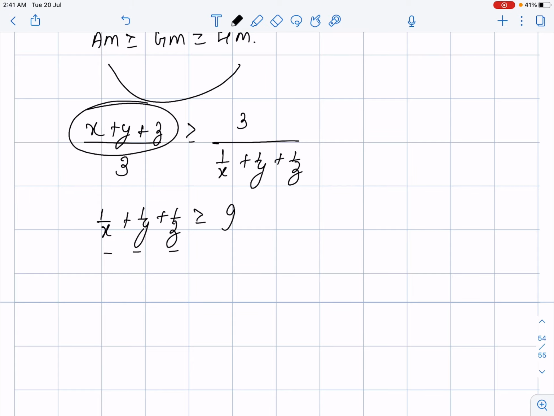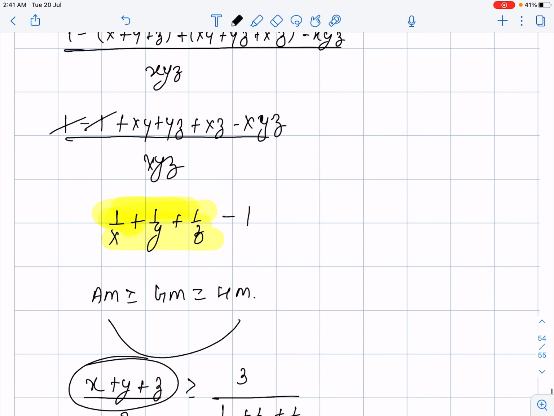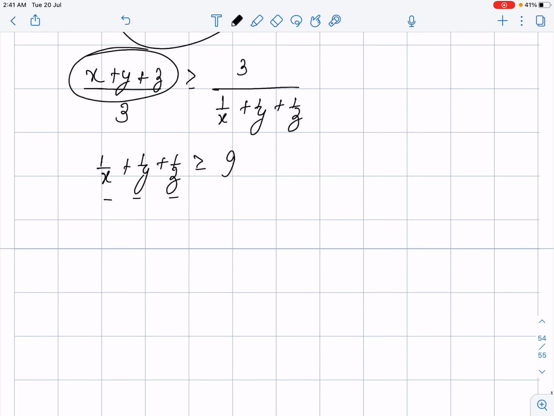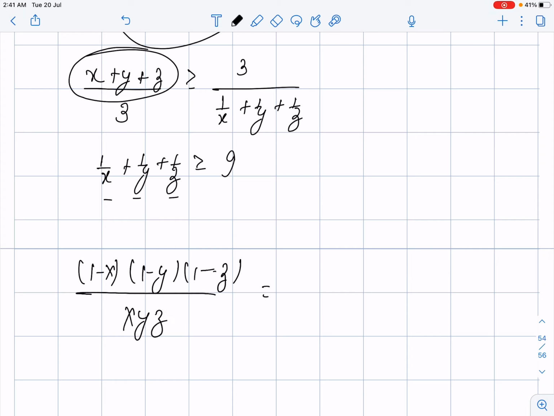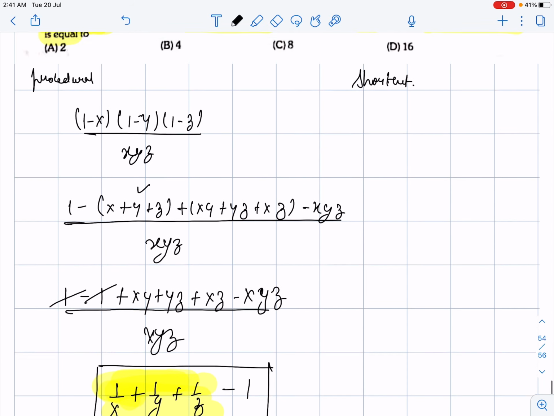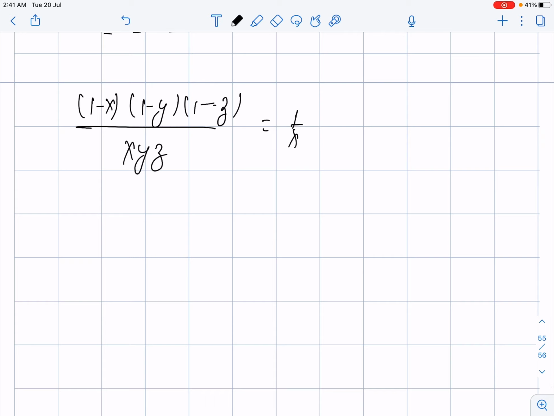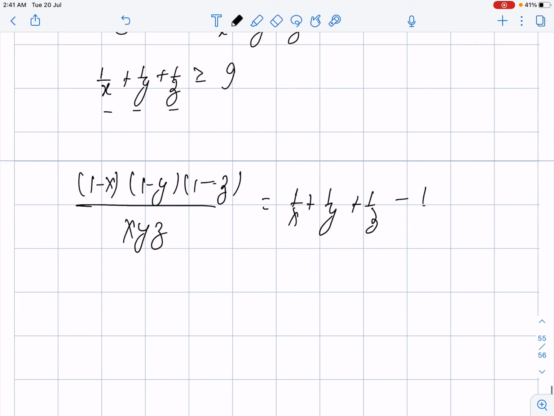Now what do we know? What was our expression? (1 minus x)(1 minus y)(1 minus z) divided by xyz, and its value was 1 upon x plus 1 upon y plus 1 upon z minus 1. And we know that 1 upon x plus 1 upon y plus 1 upon z is greater than or equal to 9. That means the value of this whole thing will be greater than or equal to 8.